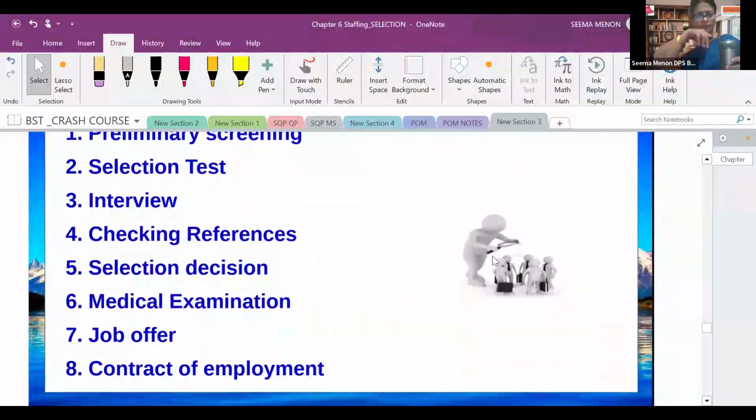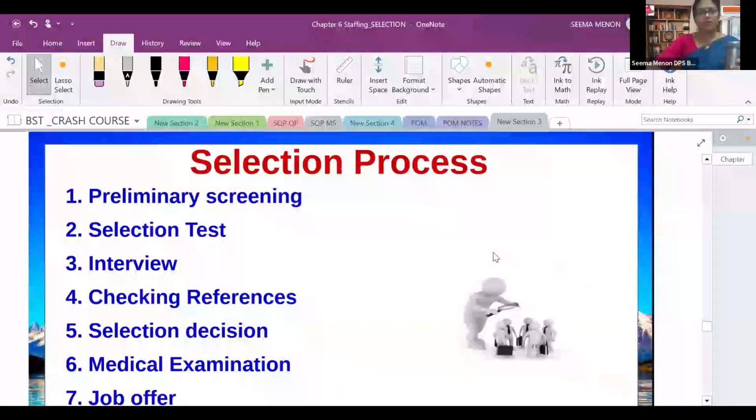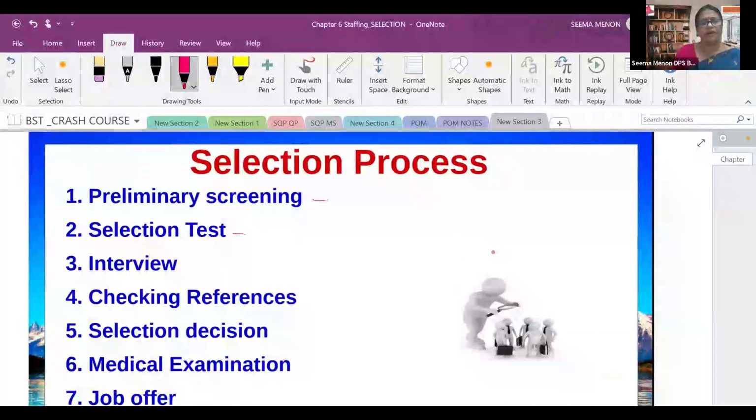Let's go through it again. All the points are mentioned on the screen. That is preliminary screening, the first point we discussed. Eliminate the underqualified applications. Then selection test. There are 5 types of tests: personality test, intelligence test, trade test, aptitude test, and interest test. All these 5 are there.